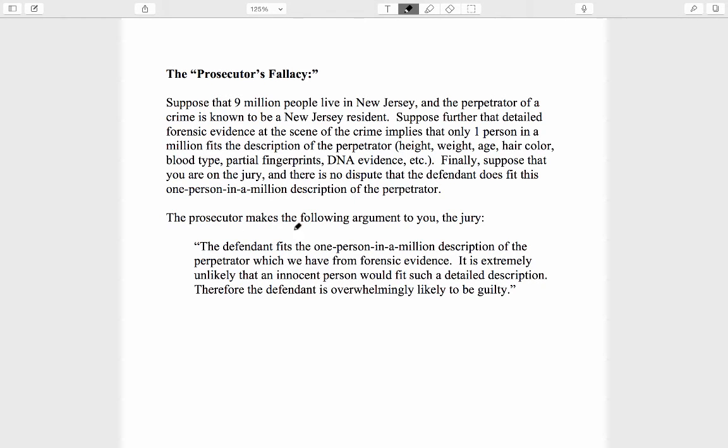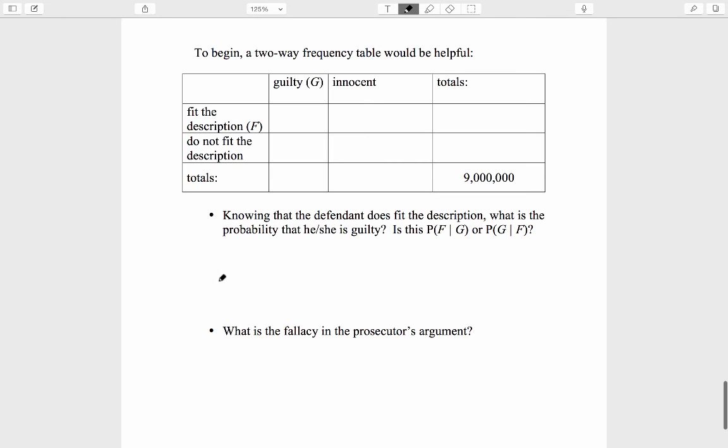Now the prosecutor makes the following argument to you, the jury. Here it goes. The defendant fits the one person in a million description of the perpetrator, which we have from forensic evidence. It is extremely unlikely that an innocent person would fit such a detailed description. Therefore, the defendant is overwhelmingly likely to be guilty. Let that sink in for a minute. There are cases in which prosecutors have said something equivalent to this, and from a certain point of view, it sounds very convincing. But we wouldn't call it the prosecutor's fallacy unless it were a fallacy.